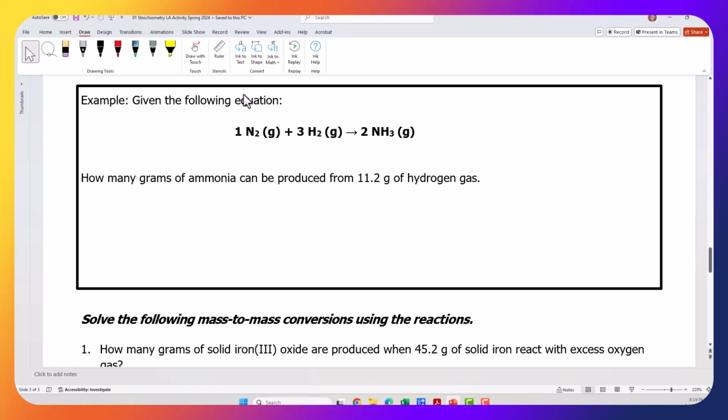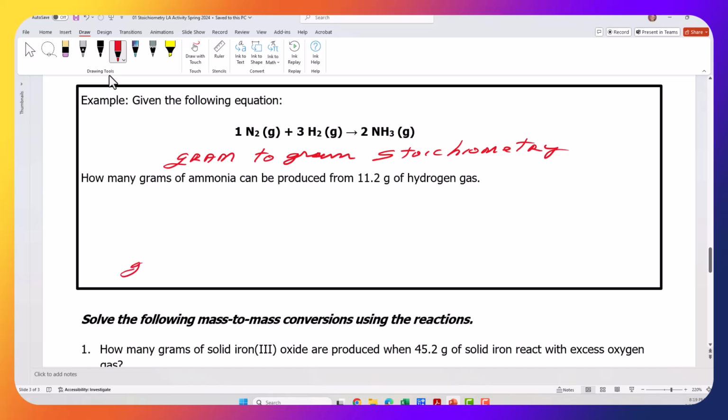Here's another one, another example, same reaction. How many grams of ammonia from 11.2 grams of hydrogen gas? So this is officially a gram to gram stoichiometry problem. See if I can spell that without messing it up. I think that's it. All right, and it has 3 parts, guys.